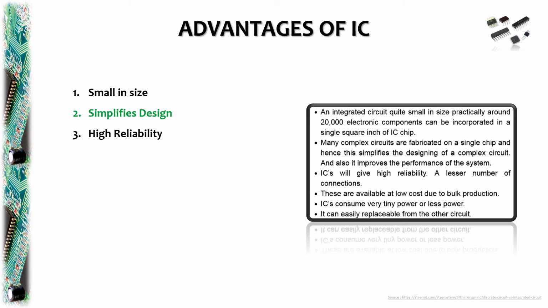High reliability means what? Complex circuits are incorporated on a single chip. We have a single chip and we are making it complex, but with a lesser number of connections. If we have a lesser number of connections, then of course we need a minimum soldering process, and if there is a minimum soldering process, of course the reliability is very high because we have fewer connections, right?